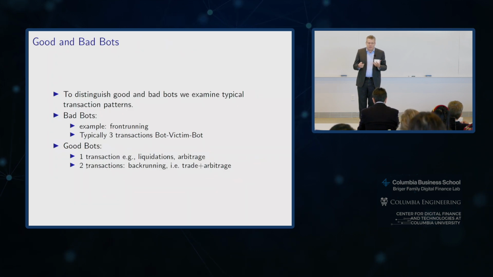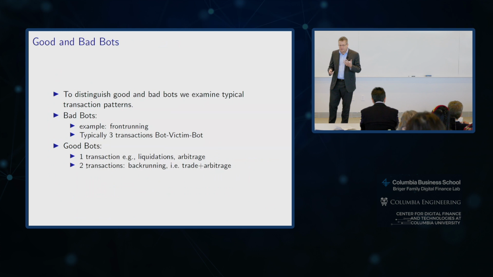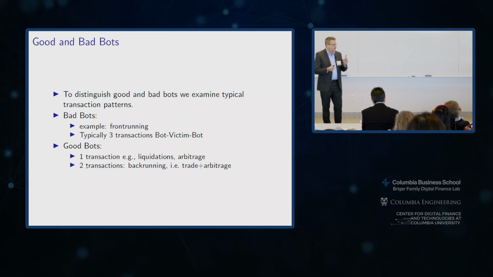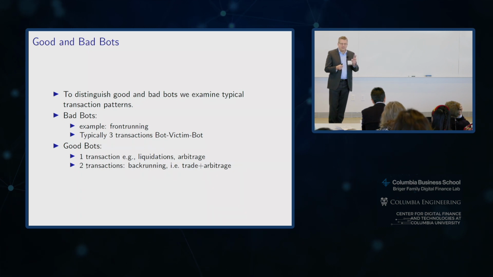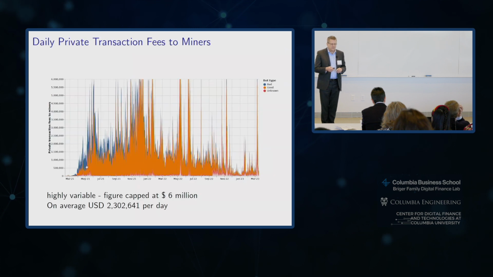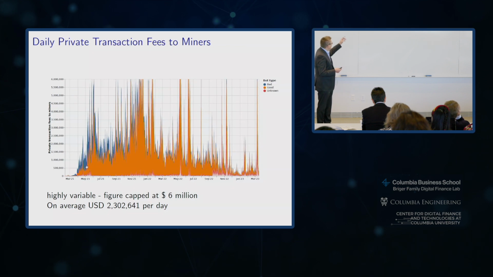And finally, we want to say something about our empirical questions about good versus bad activity. Bad activity, the front-running example, would be a pattern where you see a bot trading, the victim trading, and then the bot trading. And good arbitrage activity would be like one transaction, say I want to liquidate an under-collateralized loan, that's one thing. Or if I do a back-running transaction, then it would be a trader and I do the back-running, so it would be two transactions.